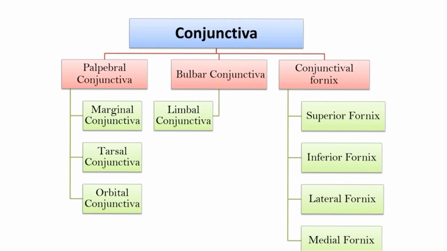Here is also the diagrammatic structure of the parts of the conjunctiva. Here, friends, you can see the main parts: palpebral conjunctiva, bulbar conjunctiva, and conjunctival fornix. The palpebral conjunctiva is also divided into marginal, tarsal, and orbital conjunctiva. The bulbar conjunctiva includes the limbal conjunctiva, and the conjunctival fornix is divided into superior fornix, inferior fornix, lateral fornix, and medial fornix.